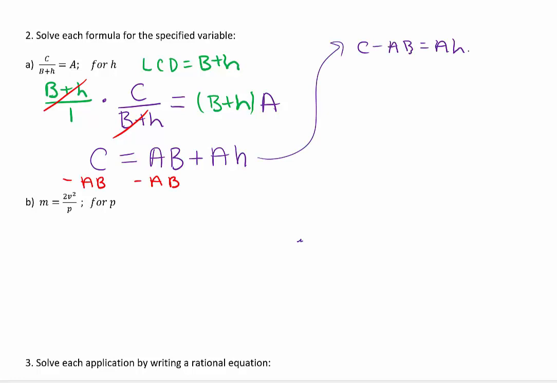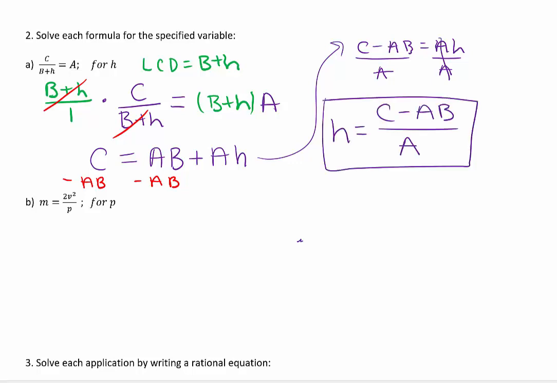Now we're solving for h, so I'm going to get that term by itself. I'm going to subtract ab from both sides. And then to isolate the h, we can just divide both sides by a. And so there's our final answer, c minus ab over a.